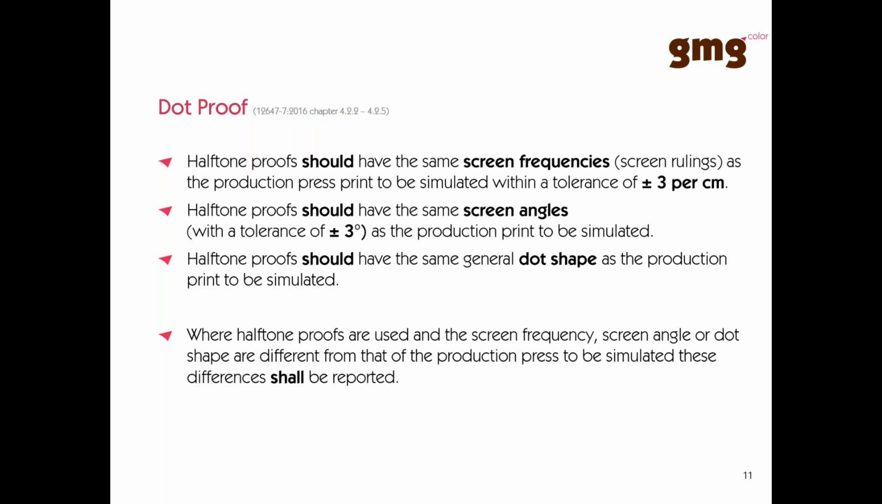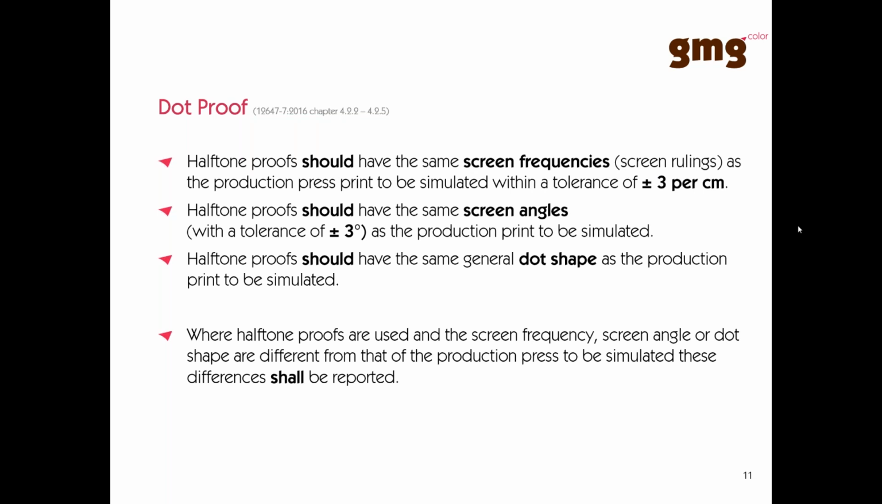This does not correspond 100% to the final output, but it gives already an idea, and therefore some rules are defined. The first one, the halftone proofs should have the same screening frequencies or screen rulings as the production press print to be simulated within a tolerance of 3 lines per centimeter. This is missing here in the presentation.